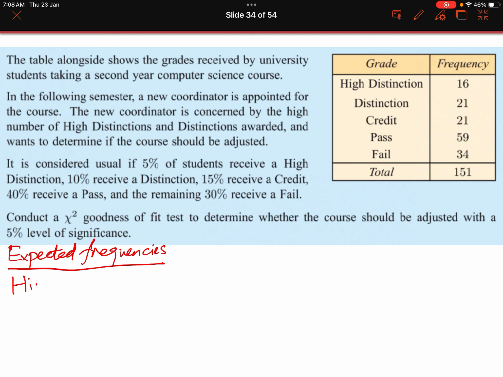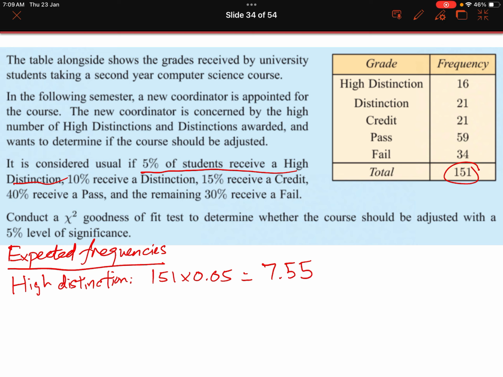So let's look at high distinction first. Now we know that it's considered usual if 5% receive a high distinction. We have 151 students in total. So if I take 151 times 0.05, that's going to give approximately 7.55. We don't want to round this to the nearest whole number. We want to keep the level of accuracy. So I'm going to keep 7.55 as my expected frequency. I know you can't really have 0.55 of a student, but this is needed when we put this onto the calculator to ensure a degree of accuracy.